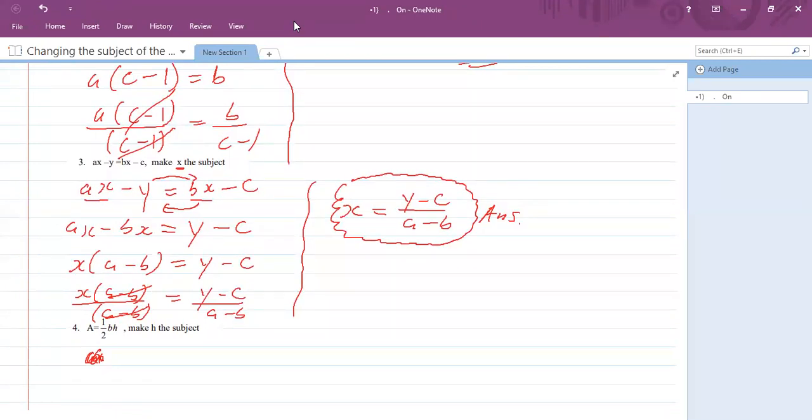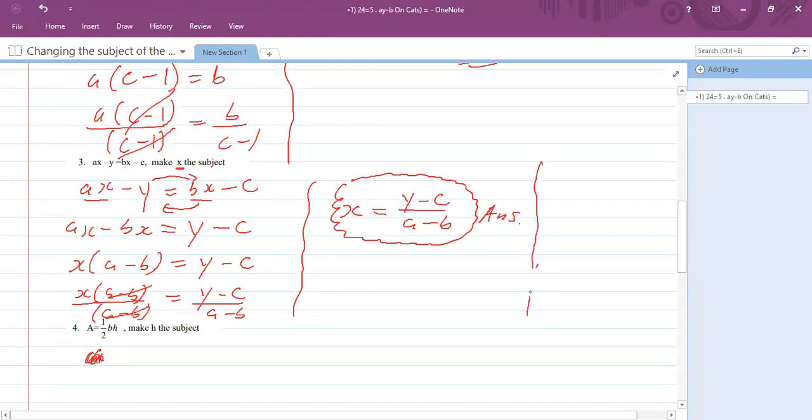Somebody can put that, that's okay. Because when you reach here, somebody could have put, let me do it this way for you to see. Somebody could have put AX minus BX is equal to negative C plus Y. Then they are going to say X open bracket A minus B is equal to negative C plus Y. The person can write that way.